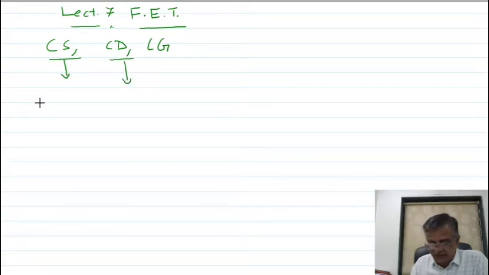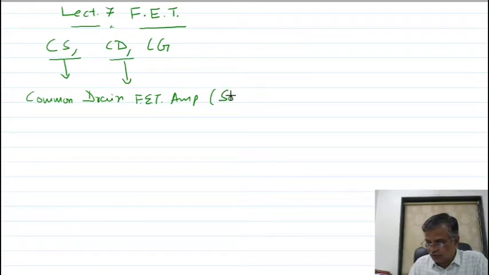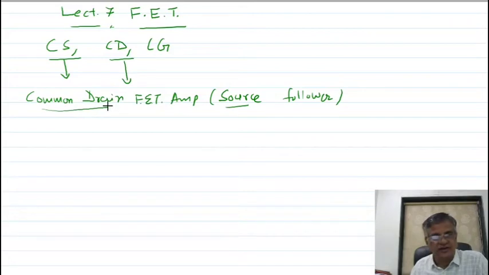So look here, I am starting your topic, common drain amplifier. Common drain field effect transistor amplifier is also known as a source follower. Most students are used to saying source follower, but it is nothing but the common drain amplifier.